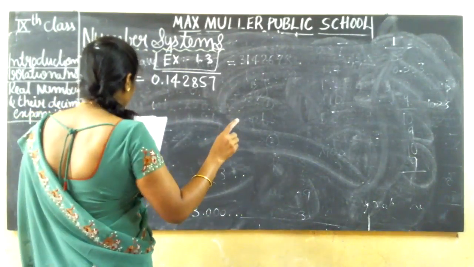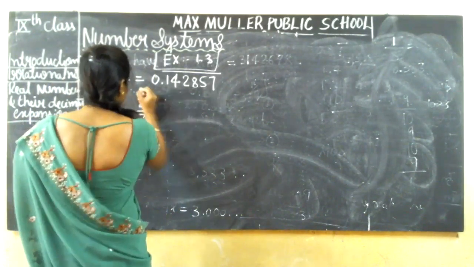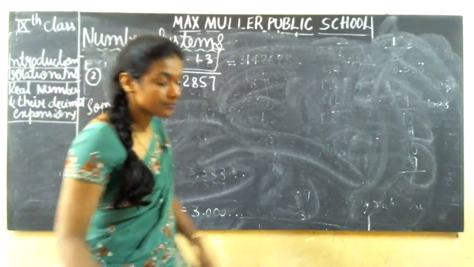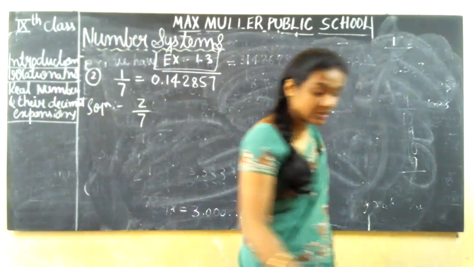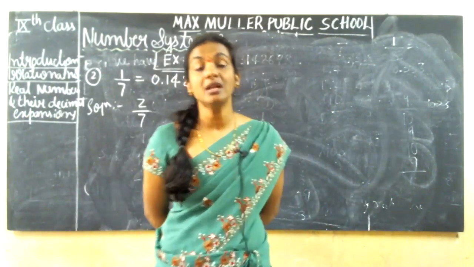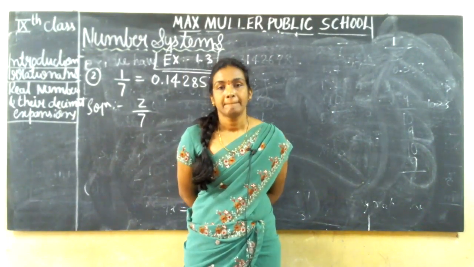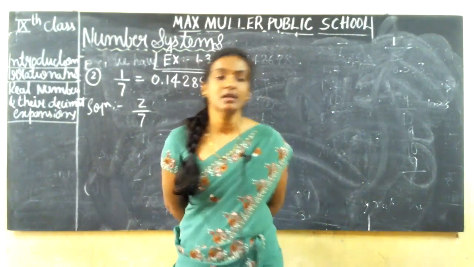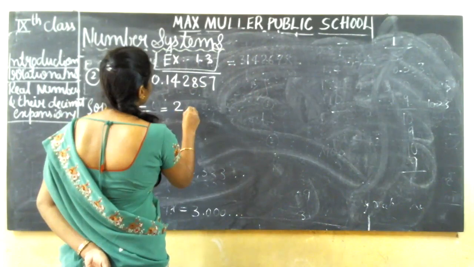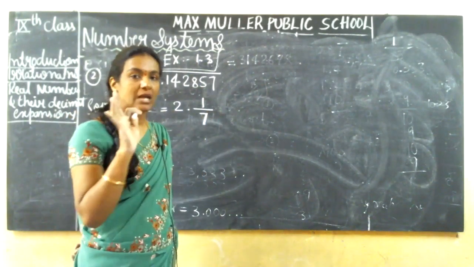I'm just going to take the decimal expansion of 2/7. Can anyone tell me how you can write the decimal expansion of 2/7 without the long division method, as you did for 1/7? This is very simple. I'm just going to write 2 into 1/7. That's it.